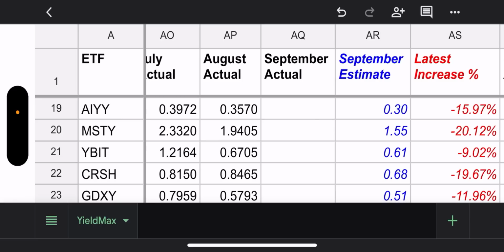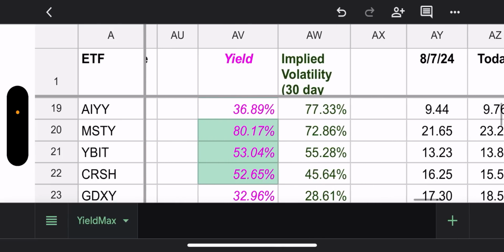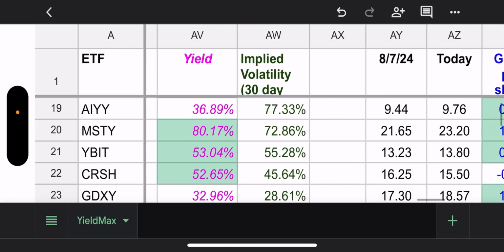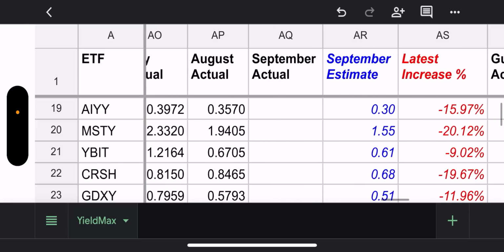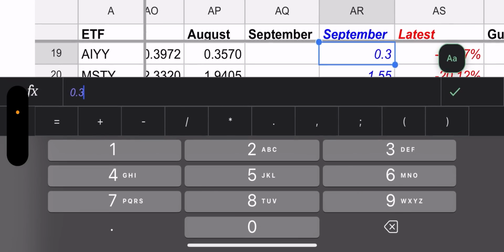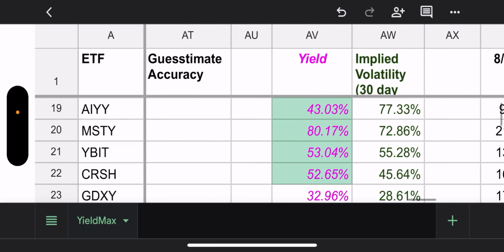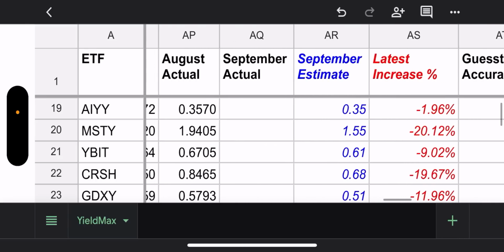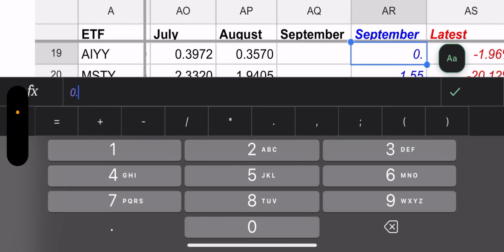AIYY paid a crappy 35 cents last month. So I'm going to give them another crappy 30 cents. Oh, wait. Look at their IV. 77%. That only yields 36%. Their gains per share is 32. Yeah, I can't. I got to raise this one too. I got to give them another 35 cents. I know it's not going to yield them nearly as much as their IV, but still, that's a 43% yield. Man, that's low. There's no way. Why did they pay so low last month? I don't know. I got to give them more. At least 45.